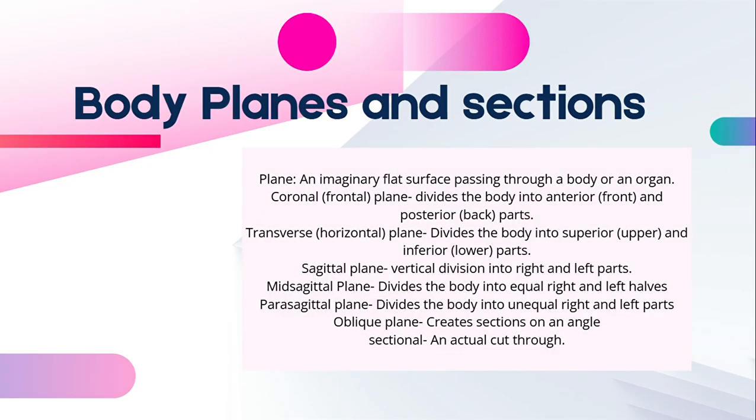Body planes and sections. A plane is an imaginary flat surface passing through an organ or through someone's body. A coronal or frontal plane divides the body into anterior and posterior parts. Transverse plane divides the body into superior and inferior parts. Sagittal plane, of which there are two, which we'll get to in a second. So sagittal plane is vertical division to right and left parts. First type of sagittal plane is a mid-sagittal plane dividing the body into equal right and left halves, while the parasagittal plane is an unequal division of the body into right and left halves. An oblique plane creates sections on an angle, and a sectional plane or sectional, depending on how you learn it, it's going to be an actual cut through.